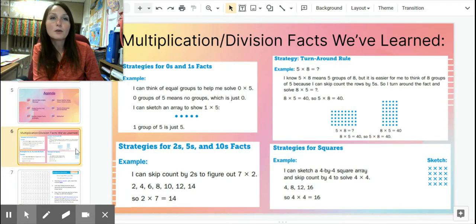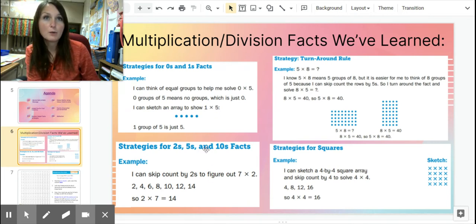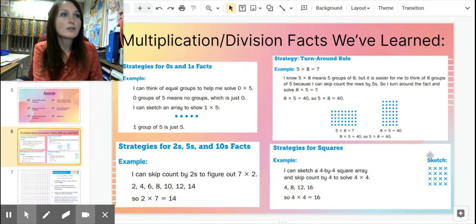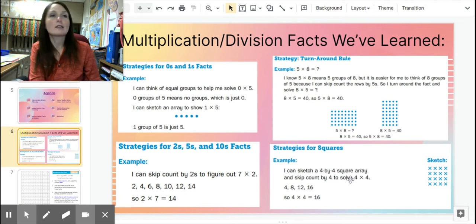So these are things that we should already know. Okay, we've learned our zeros and ones. Okay, we've learned our 2s, 5s, and 10s. We've learned that turnaround rule, like the flip-flop. Okay, and then we learned how to use multiplication squares. Okay, those square numbers. So these are all things that we should be familiar with. And if you're not, then maybe this is something that is really good practice.